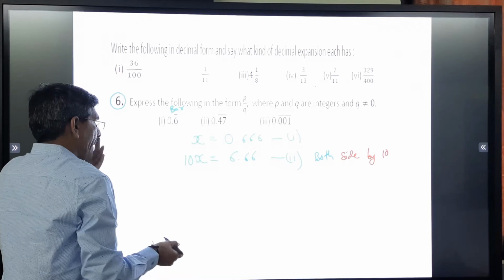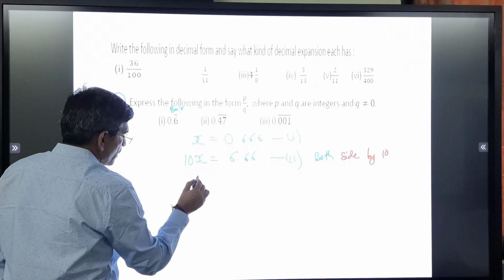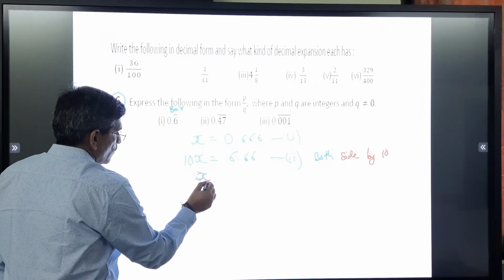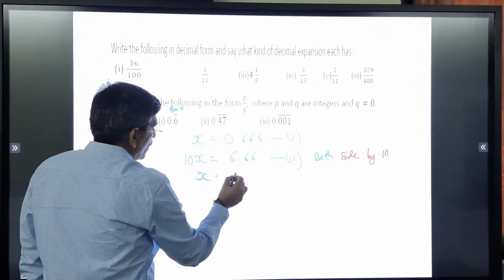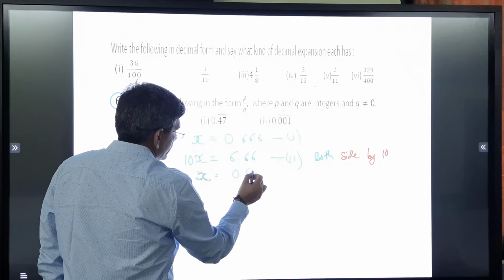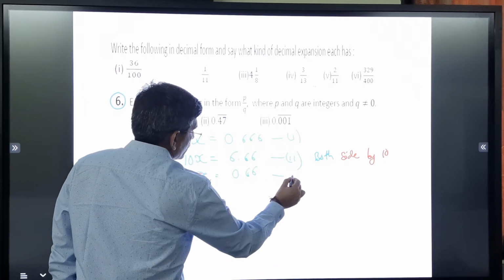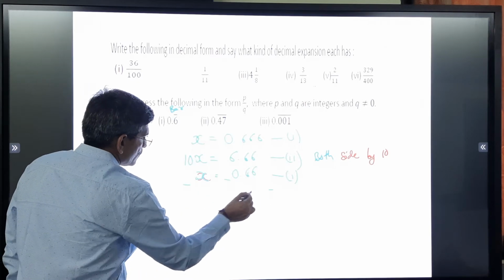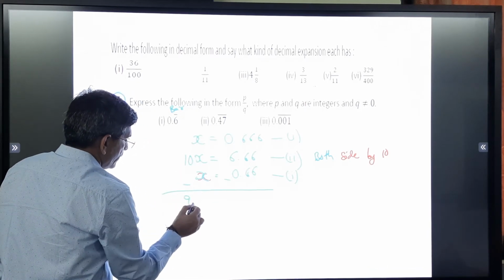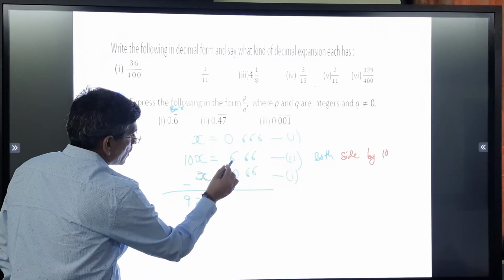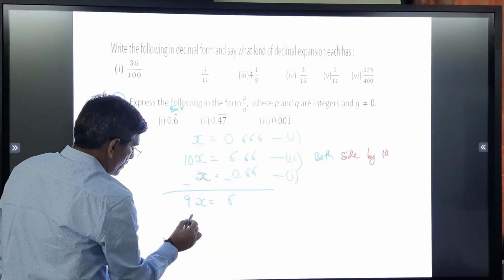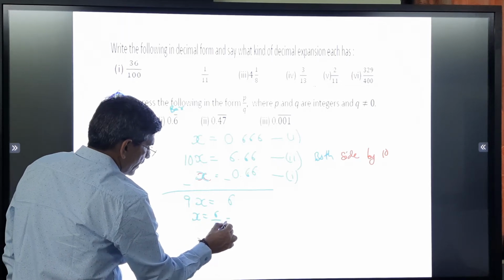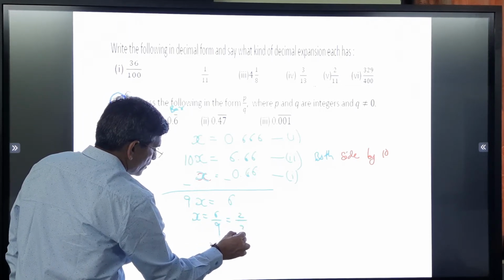Now what do I have to write? I have to write it again in the form of subtraction. So again I write x here is equal to 0.66. That is equation number 1, and then subtract it. Here 9x, here only 6. So x is equal to 6 upon 9, that is 2 upon 3.